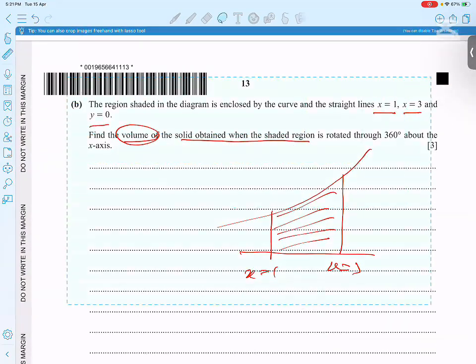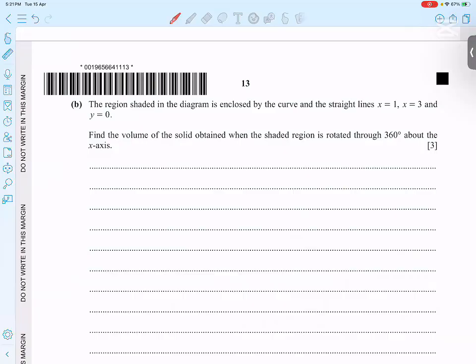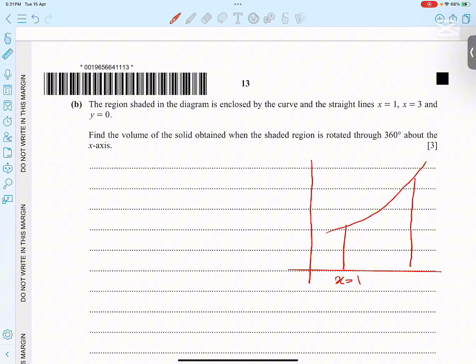What is the concept here, students? He's asking about the shaded region enclosed by the curve and the straight lines x equal to 1, x equal to 3, and y equal to 0. Sometimes students are confused by the three things. Let me tell you, for example, this is the curve I have. This is x equals 1. This is x equals 3. And the equation of the x-axis is y equal to 0. So actually, he is talking about this area.